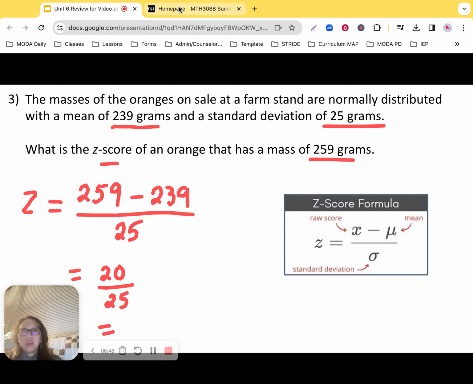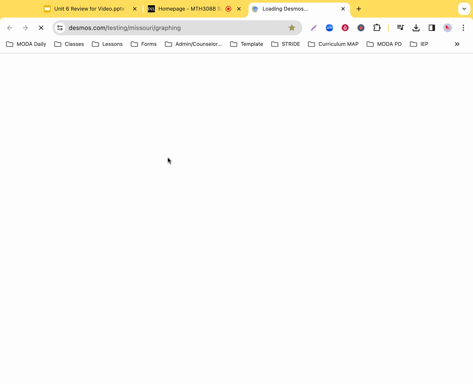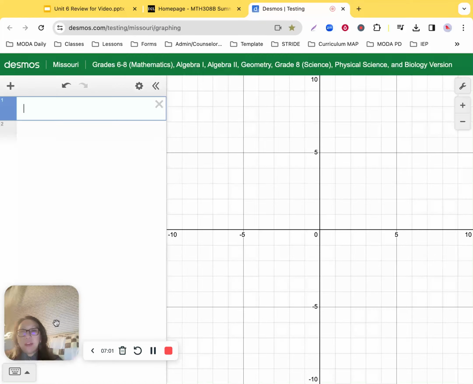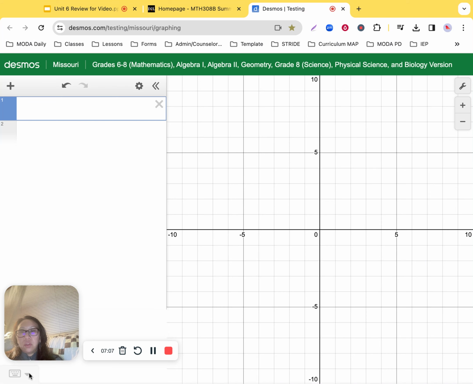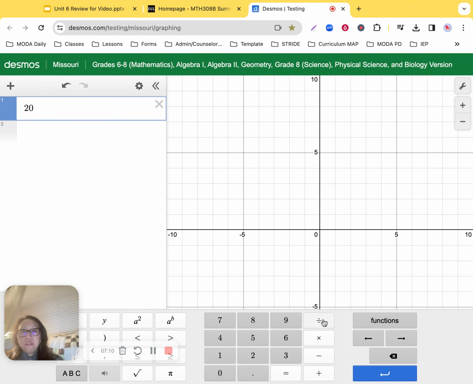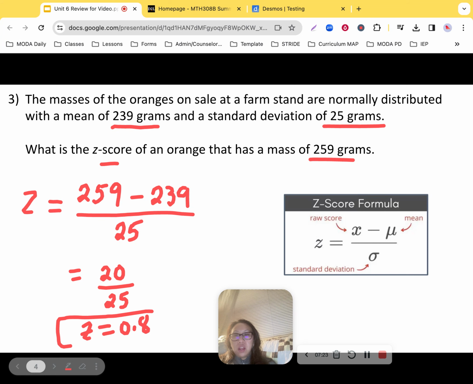So you can pull up your Desmos graphing tool. I just went to the class, and then in your class homepage under class announcements, there's a link there. You can click on the Desmos graphing tool and you can just divide 20 divided by 25 on there. So use your keypad. 20 divided by 25, and then you see that answer right here, which is 0.8. So your z-score in this case would be 0.8. Okay, that's number 3.